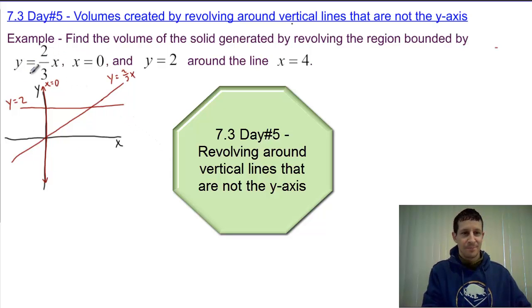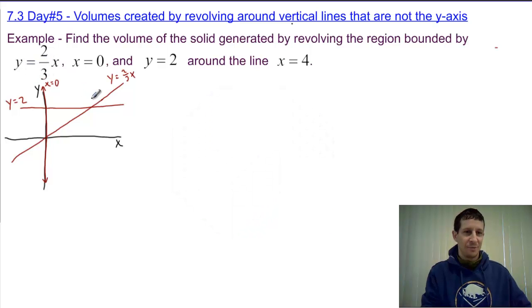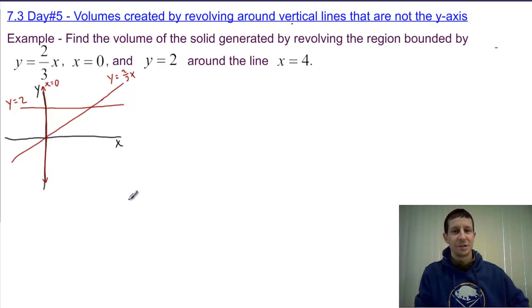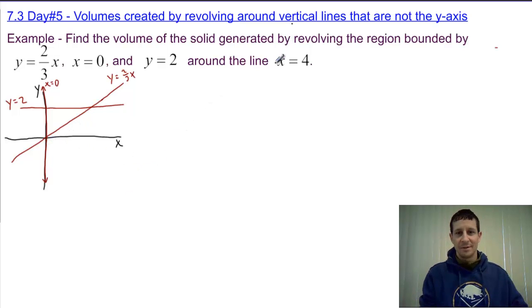So first we need to figure out the region we're talking about. I've already drawn y equals 2/3 x, x equals 0, and y equals 2. That means we're talking about this region here. This is the only region that is bounded by all 3 of those things that I just mentioned. And then the vertical line that we're going to revolve around is x equals 4, which is somewhere out here.